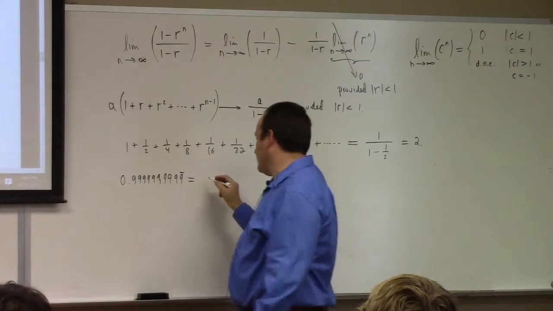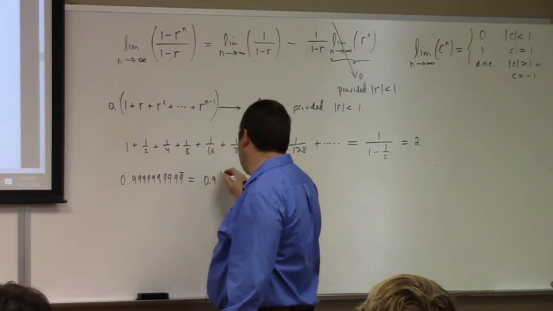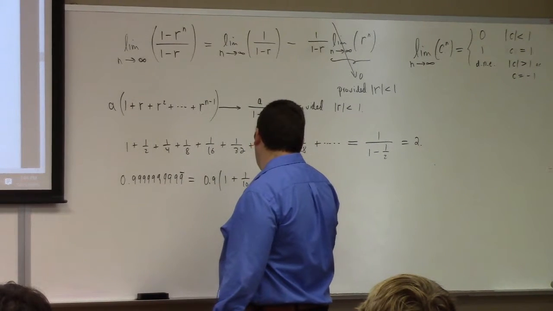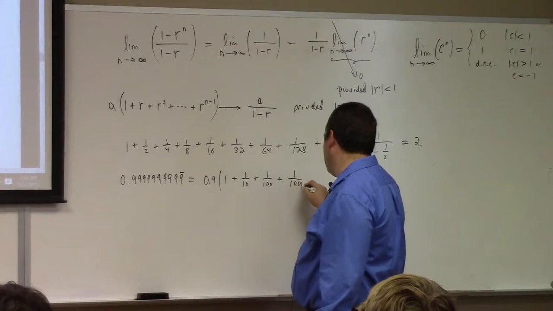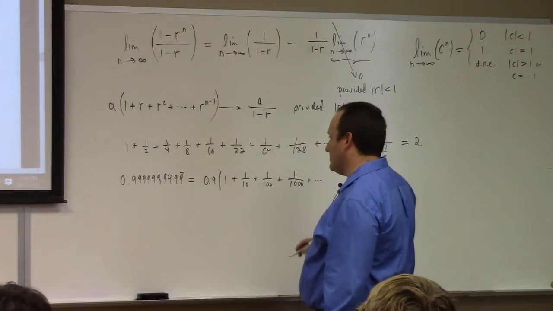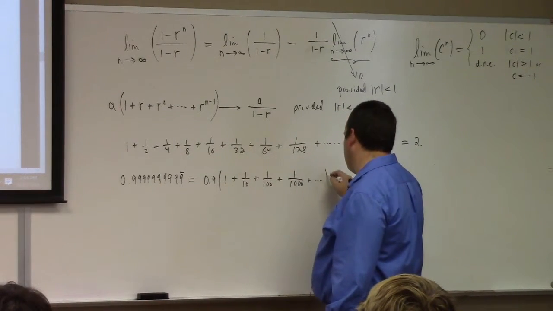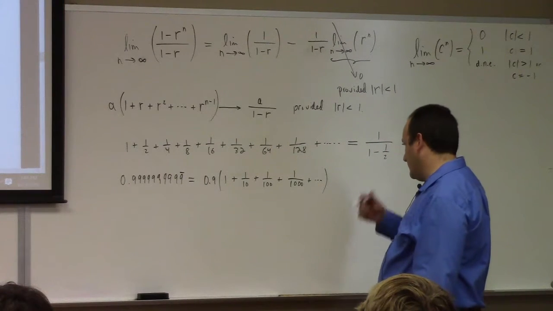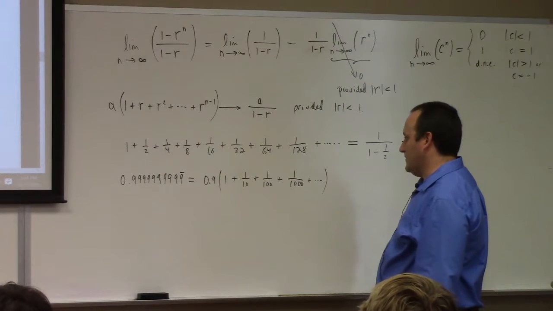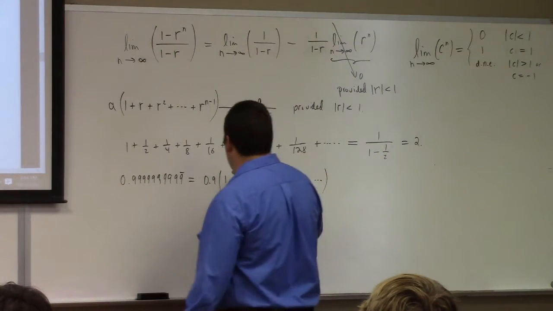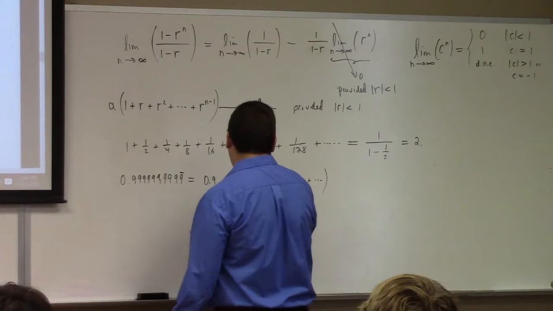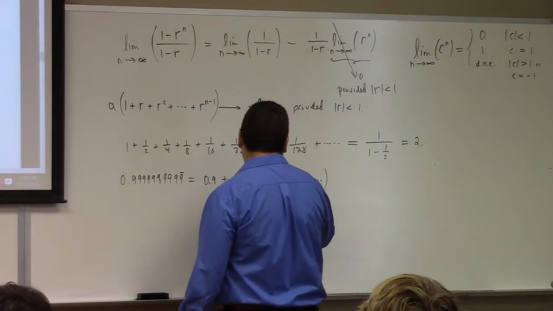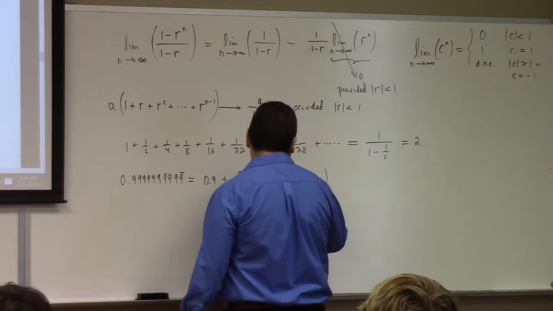So a in this one is 0.9, and then you've got 1 plus 1/10 plus 1 over 100 plus 1 over 1,000 plus and so on, I think. Oh, I'm still wrong, aren't I? It's not really what I wanted to write though. I wanted to say 0.9 plus 0.9 over 10, 0.9 over 100, 0.9 over 1,000, like that.